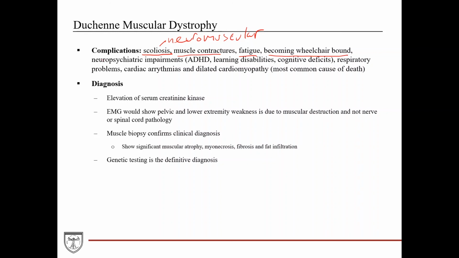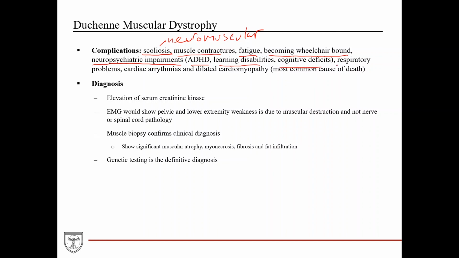And there's a central nervous system component to this disease, and it's not really well understood. Dystrophin's really well understood in muscle tissue, but the central nervous system component of this disease is not well understood. But clinically, what you'll see is these patients will present with neuropsychiatric impairments, such as ADHD, learning disabilities, cognitive deficits. So often these children have difficulty in school.